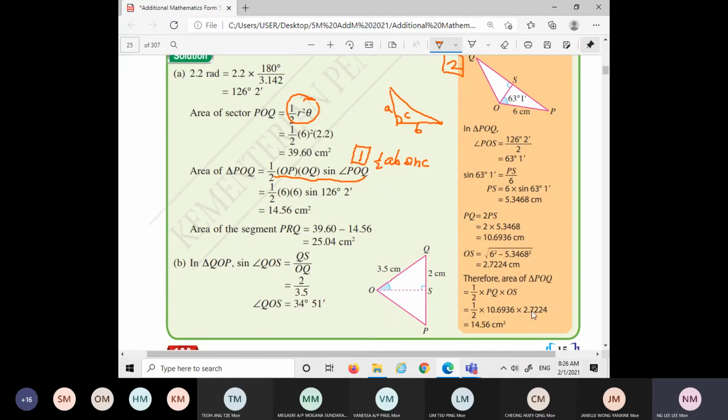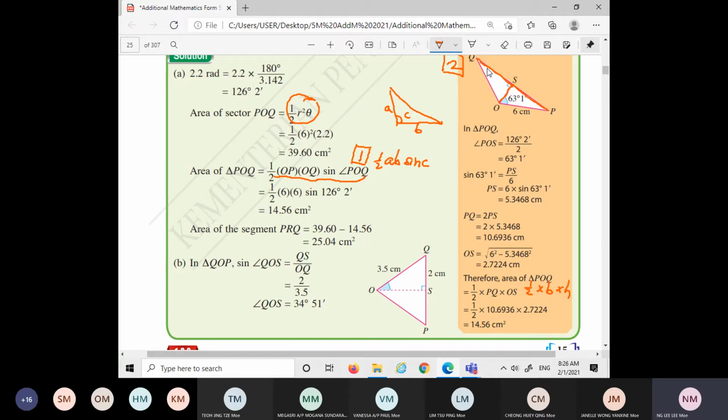This one is half times base times height. So PQ is the base here, the PQ as the base of the triangle. Therefore, OS is the height of the triangle. Now the problem is how to find PQ, the base, and then how to find the height. So we go through it step by step.